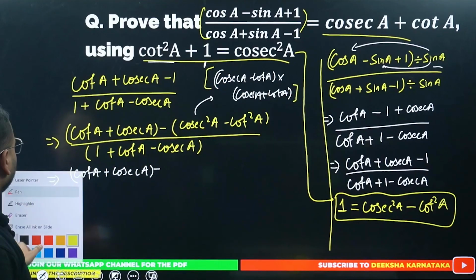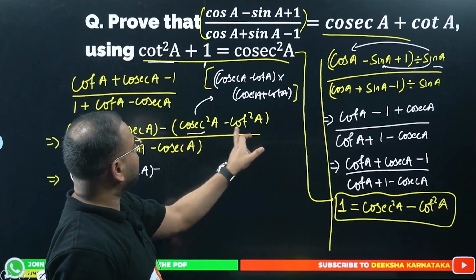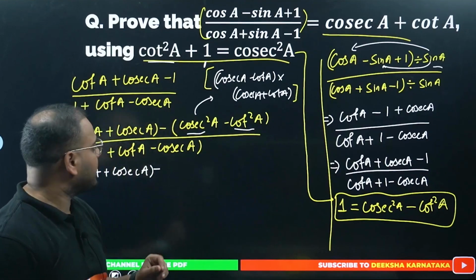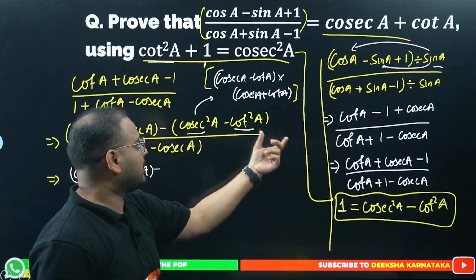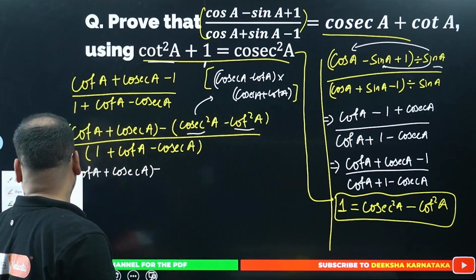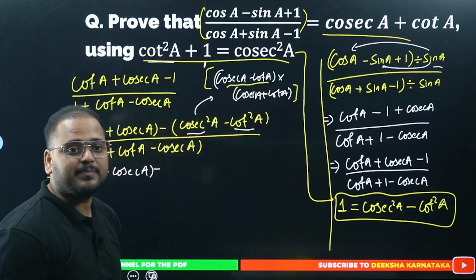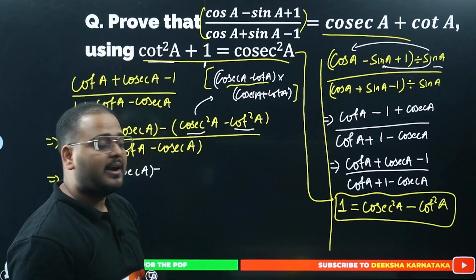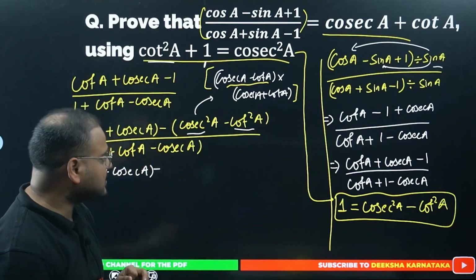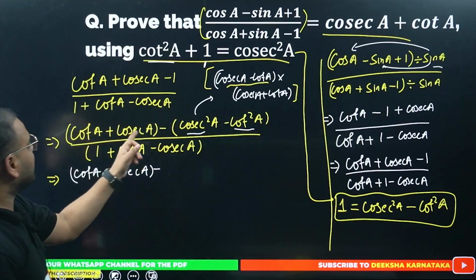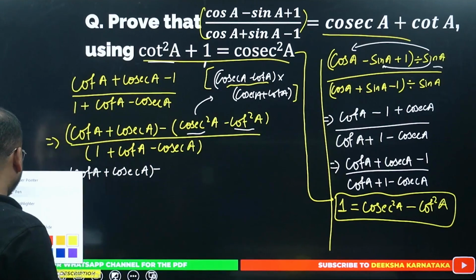Let's recall. Cosec square A minus cot square A. What is it? A square minus B square, so A minus B times A plus B: cosec A minus cot A times cosec A plus cot A. I have cosec A plus cot A here. So can I take it common?